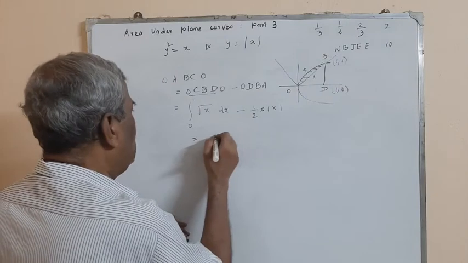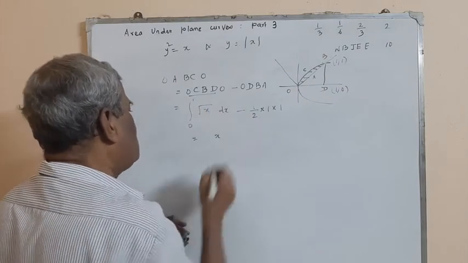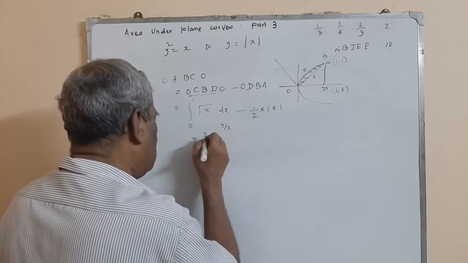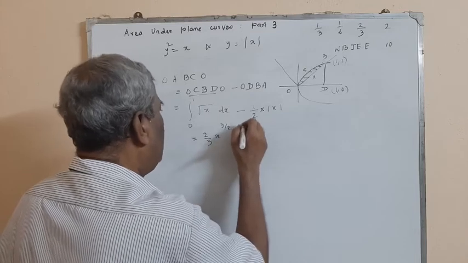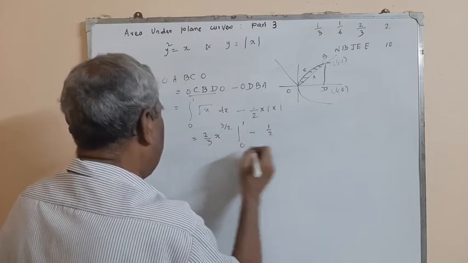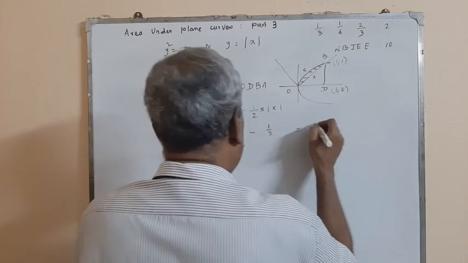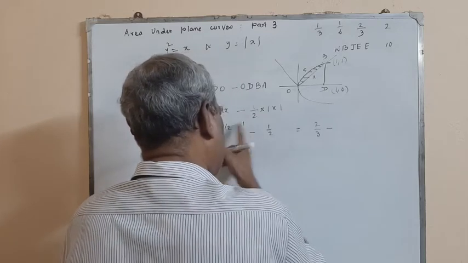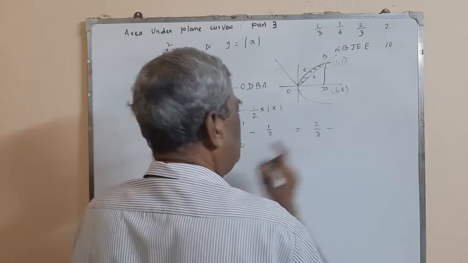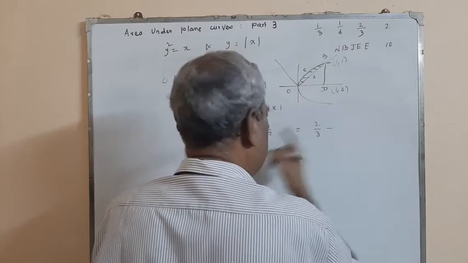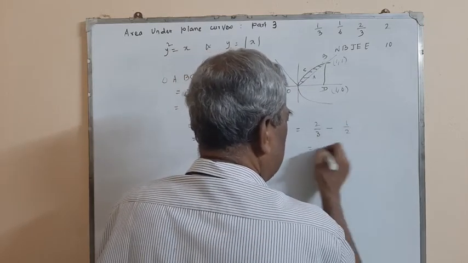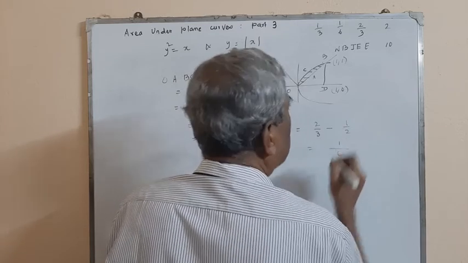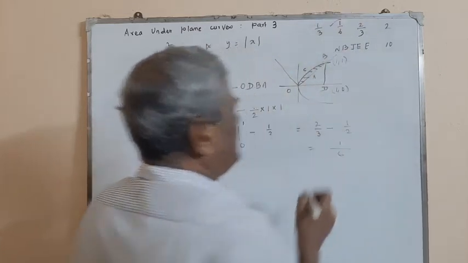So it is equal to x to the power half, its integration, x to the power 3 by 2 by 3 by 2, 0 to 1, minus half. It is equal to 2 by 3 minus 0, and minus this half. So that it is equal to 4 minus 3 by 6, so 1 by 6. So 1 by 6 is the option.